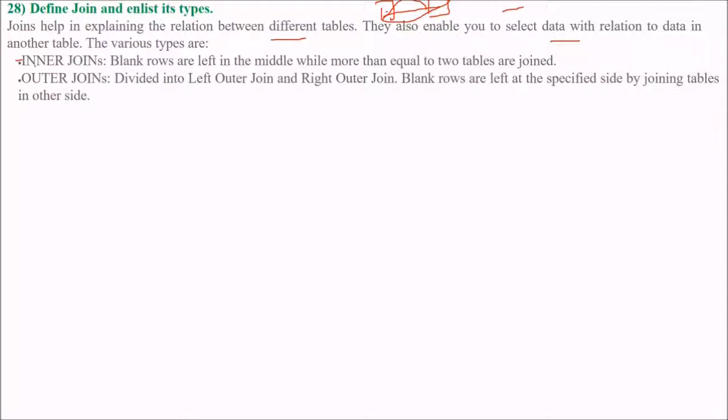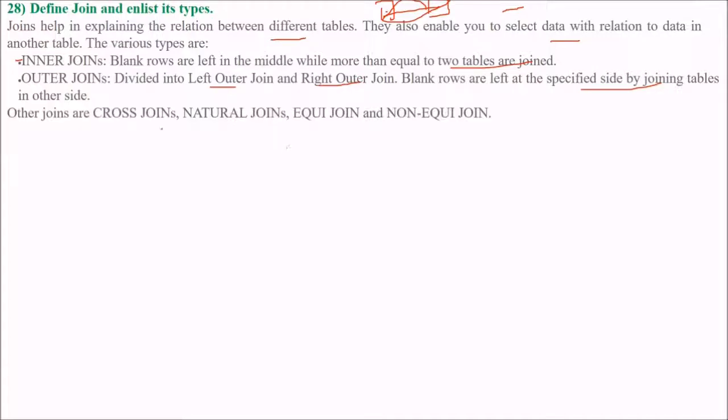This is inner join. The blank rows are left in the middle while two or more tables are joined. While in outer join, this is divided into left outer join and right outer join. The blank rows are left at the specified side by joining tuples on the other side. That is, we're talking about the null values actually. Then the other joins are cross joins, natural joins, equi-join, non-equi-join.